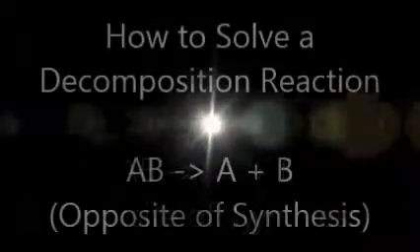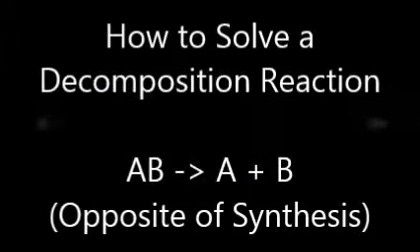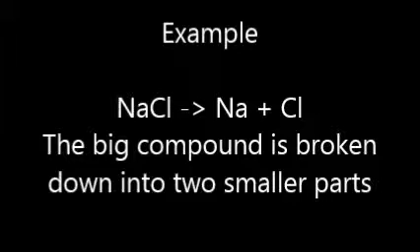Now this is how you would solve a decomposition reaction. AB yields A plus B, which is the complete opposite of a synthesis reaction. Now here's an example of a decomposition reaction. Sodium chloride yields sodium plus chlorine. The big compound is broken down into 2 smaller parts.